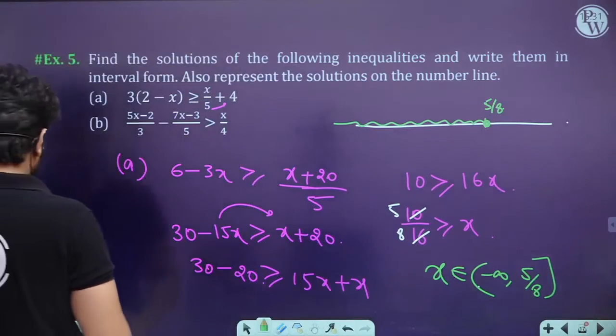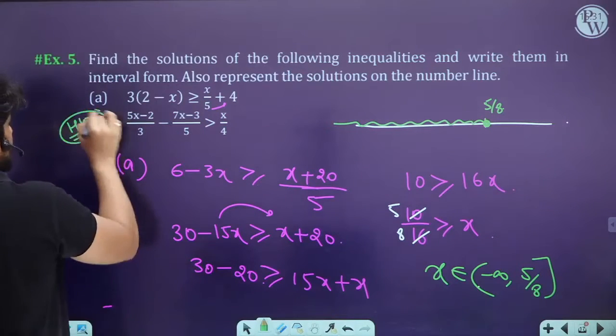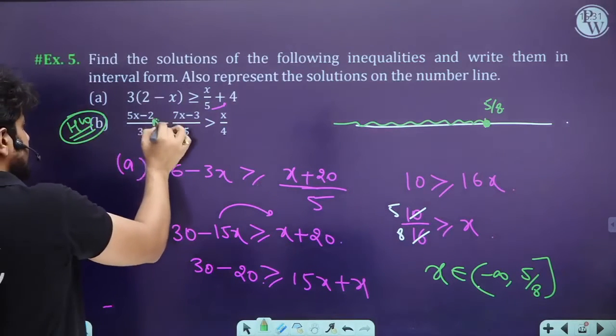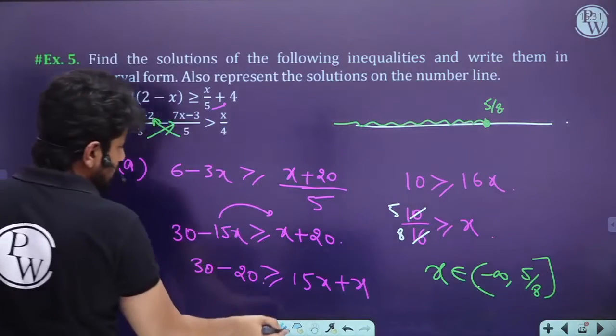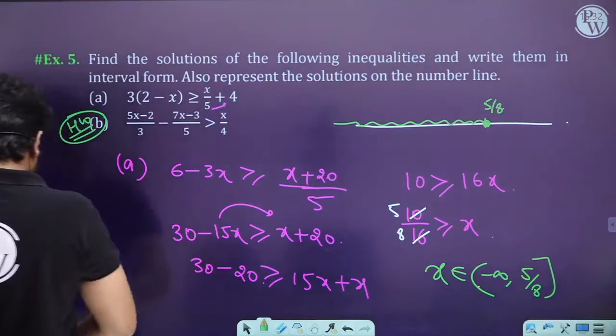In a similar way, you can solve the second one. The second one I am giving to you as homework. Try this. Simply take the LCM and just do the cross multiplication and follow the rules properly. That's all you need. Okay.